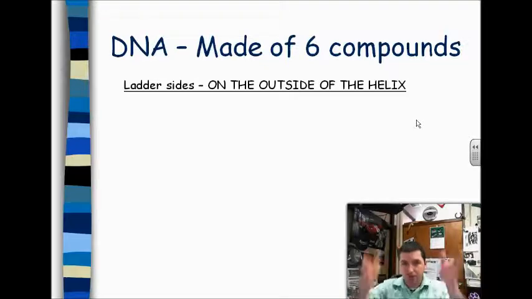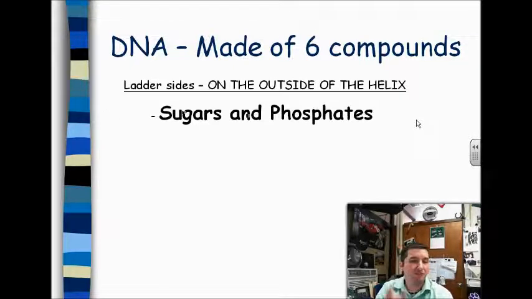First off, it's a ladder, right? So you've got the outsides of the ladder, and you've got rungs. The outside of the ladder is made of sugars and phosphates. Sugars, you're well aware of what they are. That's where the deoxyribose comes from, all right? Deoxyribose is actually a sugar in the body. The phosphates also join the sugars together and make up the sides.